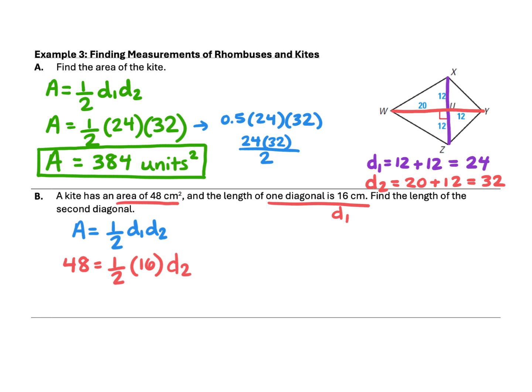When you're multiplying, you can just kind of go in whatever order you want. So since I have the 1/2 and the 16, let's just start by multiplying those together. They make 8. So 8 times D2 has to equal 48. Well, now if we just divide by 8, that gives us D2 equals 6. So the length of the second diagonal is 6 centimeters.